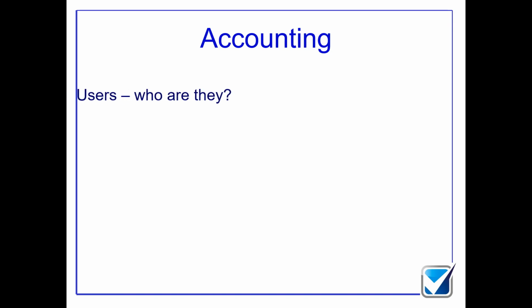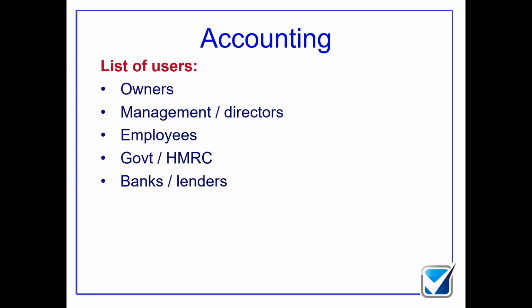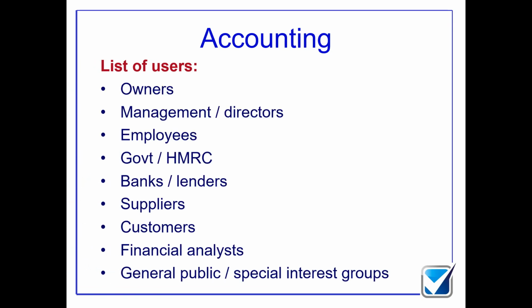So what we need to do is start thinking about who our users are. Our users are a huge list of individuals, and they now become known as stakeholders, because all of our users have got a stake in what this organization or company is doing. The types of stakeholders include a huge, long list of different groups, and all of them have got a use for the financial information that I'm producing.